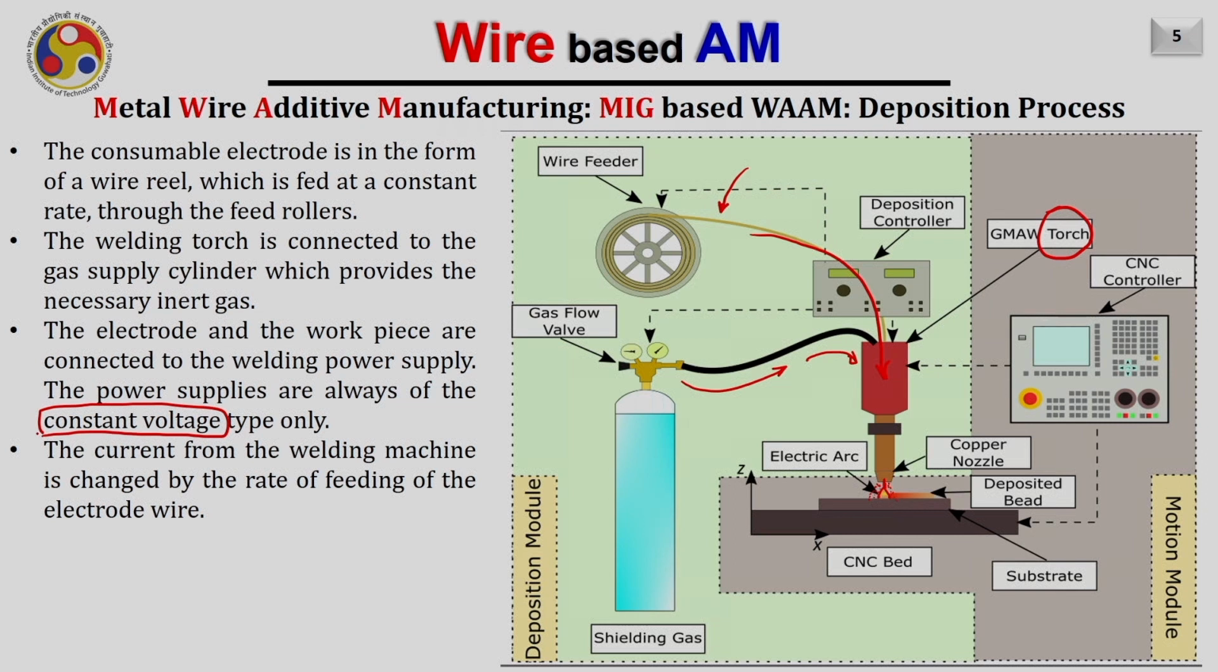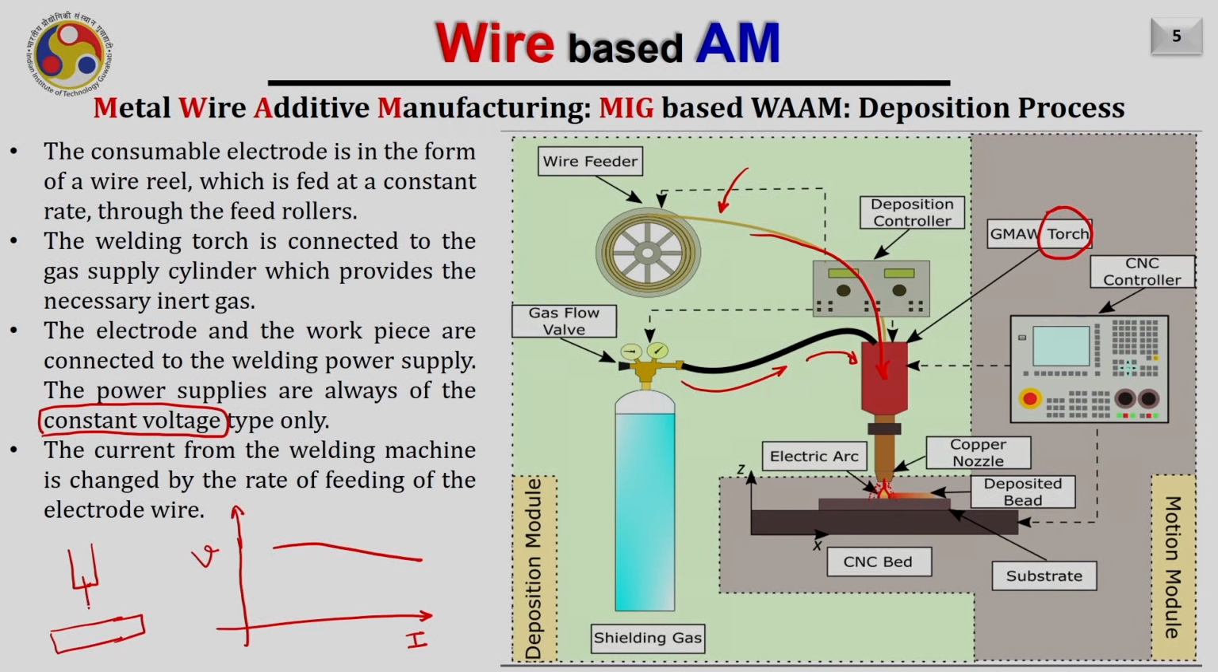Let me discuss a little bit about this first. So a constant voltage type means this is the typical characteristic of the power source for MIG welding. If this is voltage and this is current, it is more like a flat curve. Why this? Because in MIG welding we use a consumable electrode, right?